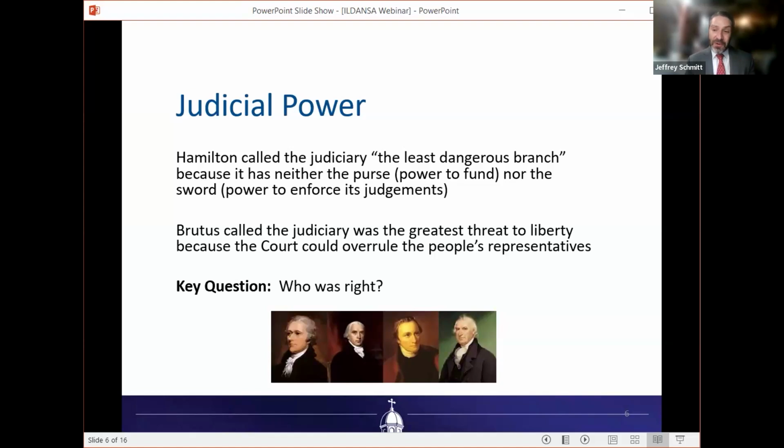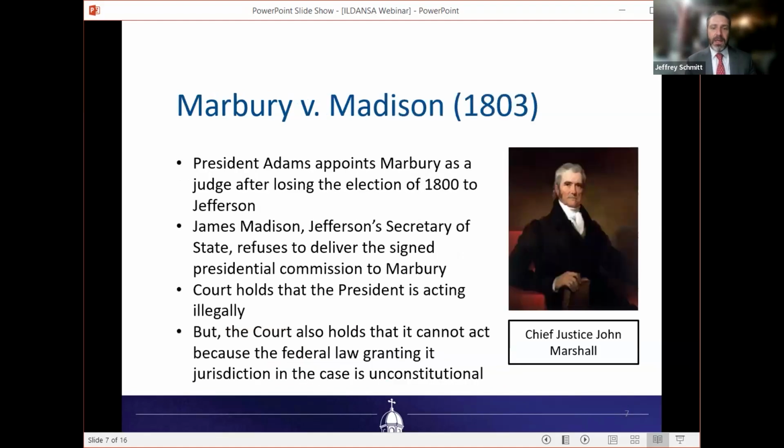One of the key questions in the course really is, were they correct? Does the Supreme Court have too much power? Is the Supreme Court using that power in a wise way?